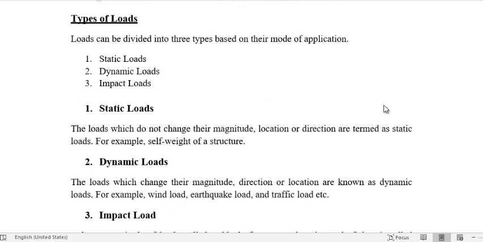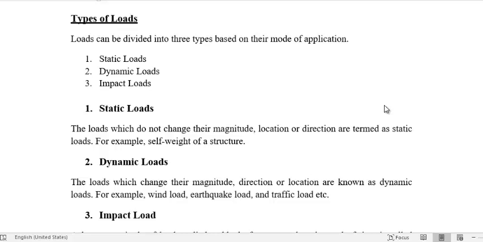And now, different types of loads. On the basis of the mode of application, loads can be divided into three categories. The first one is static load, the second is dynamic load, and the third is impact load. Now what is static load? A static load is one that does not change its direction, location or magnitude. So its direction, location and magnitude remain fixed. For example, the self weight of a structure is a static load.